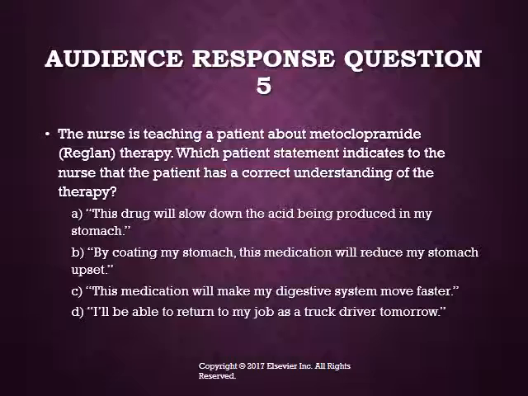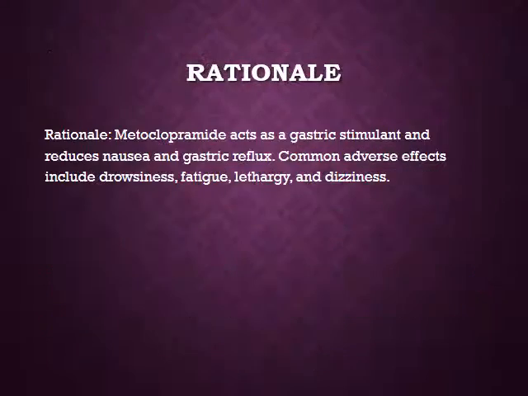So looking at what the question is asking, it's asking you the mechanism of action of Reglan. This drug will slow down the acid. No, it does not affect the acid. By coating my stomach, no, it does not coat your stomach. So A is incorrect, B is incorrect. C, this medication will make my digestive system move faster. Yes, that is true. So we'll keep that in. And then D, I'll be able to return to my job as a truck driver tomorrow. That has no significance whatsoever, so we know that's automatically out. So the correct answer is C. This medication will make my digestive system move faster.